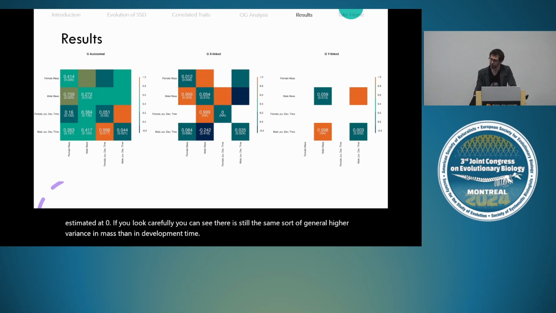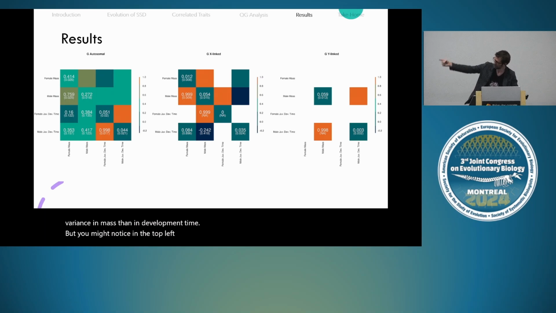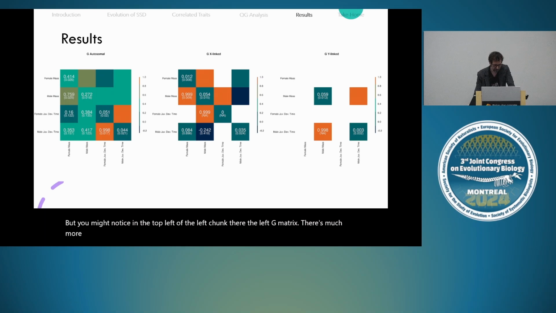But you might notice in the top left of the left chunk there, the left G matrix, there's much more variance in the autosomes in females for mass than in males, but you can kind of see it adds up if you look at the male values for X-linked and Y-linked variance in that trait.